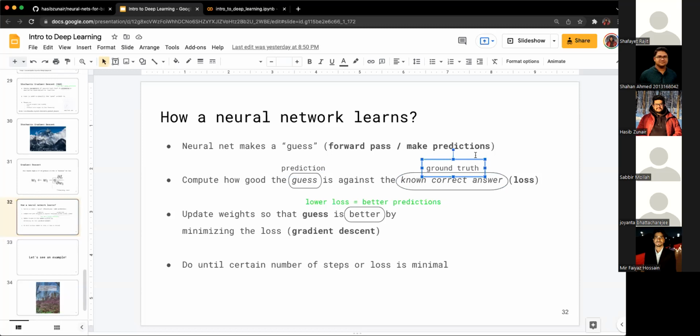When you have a labeled dataset, they call it the ground truth, which is the correct answer for that input. So we compute the loss using that. Once we know the loss, we can update the weights so that the guess is better. We do that by essentially minimizing the loss, and that's where gradient descent comes in. Then you simply repeat this step multiple times iteratively.